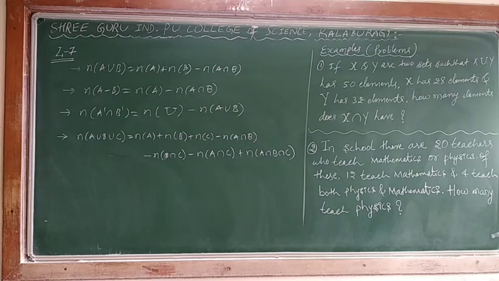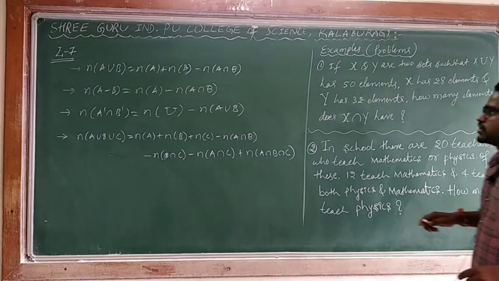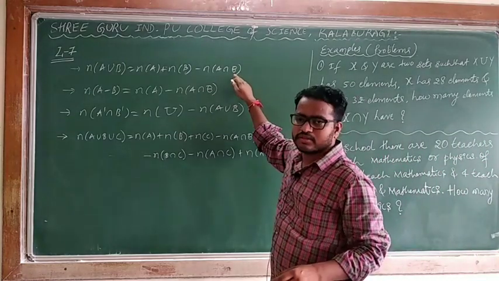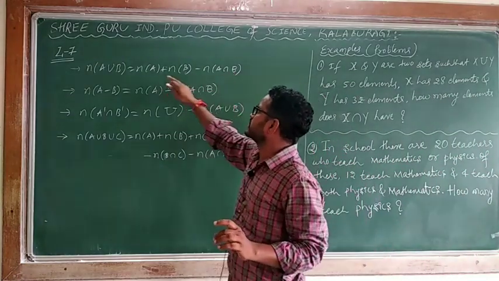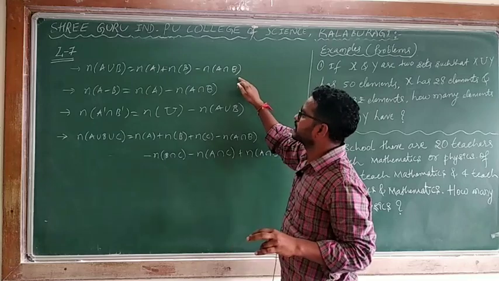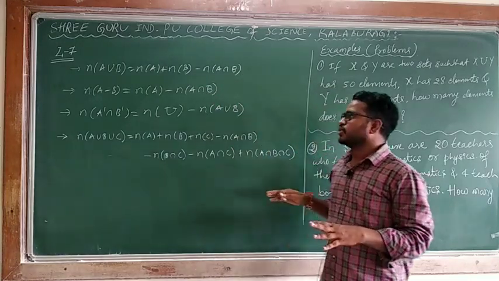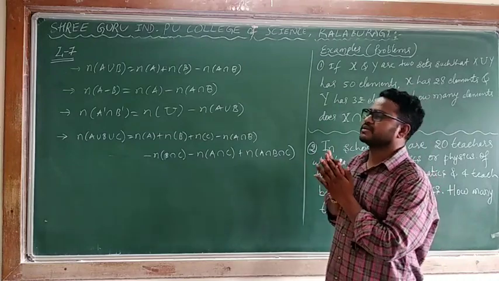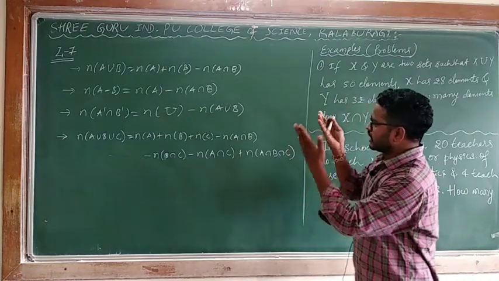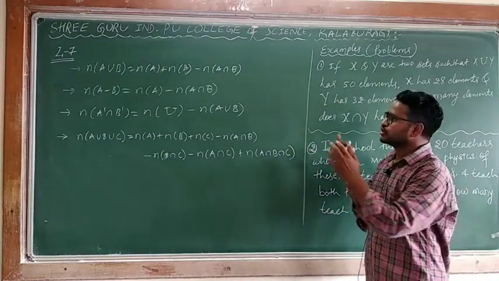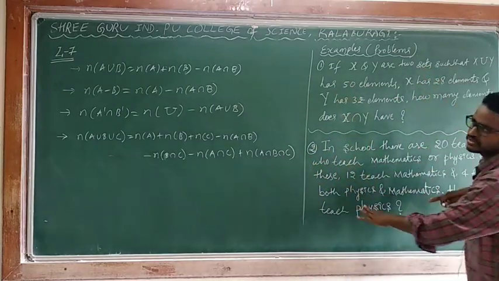I also did a formula related to n of A union B when A and B are disjoint. If there is no common element, in that case n of A union B is n of A plus n of B. Using these formulas in the previous class, I did all the things. If you want, you can see that previous lecture once again. Using those formulas we will solve these types of problems.